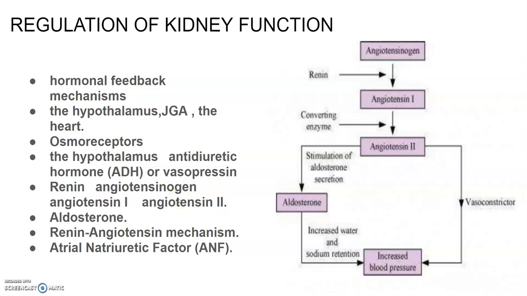The excess loss of fluid from the body can activate these receptors, and this stimulates the hypothalamus to release antidiuretic hormone, ADH, which is also known as vasopressin, from the neurohypophysis. Then what does ADH do? It facilitates water reabsorption from the later part of the tubule, and it prevents diuresis.